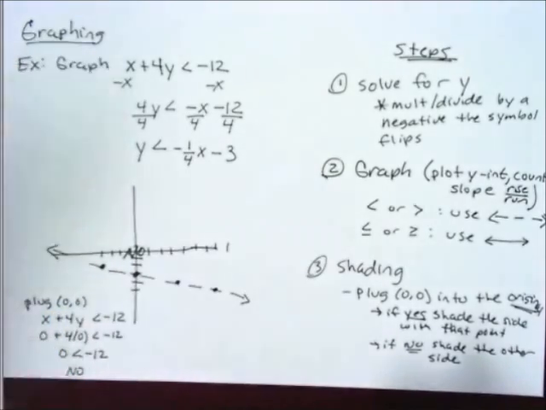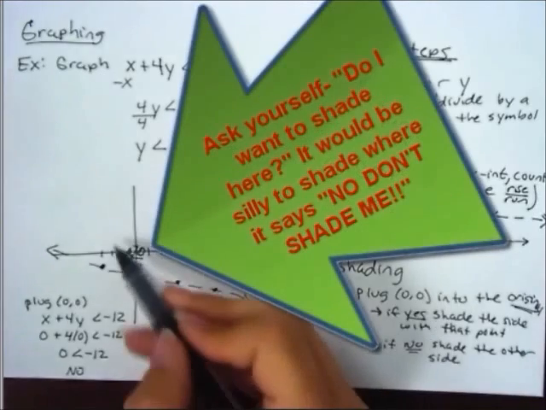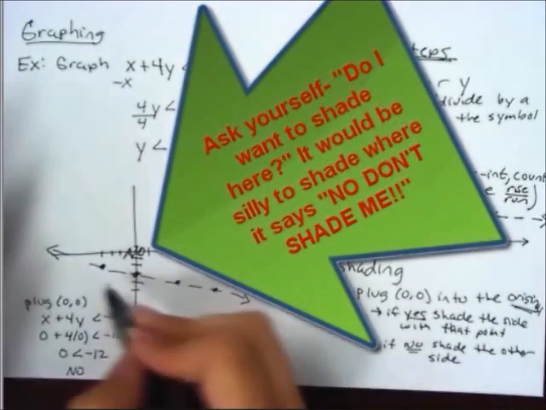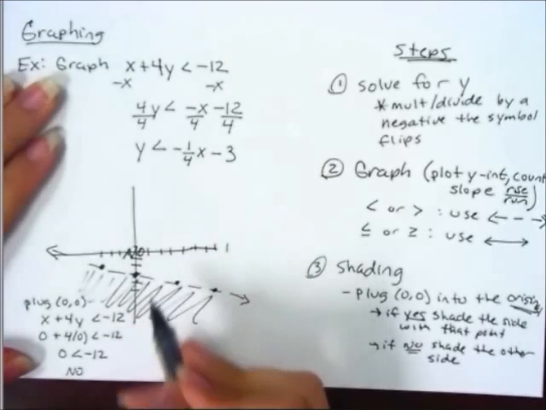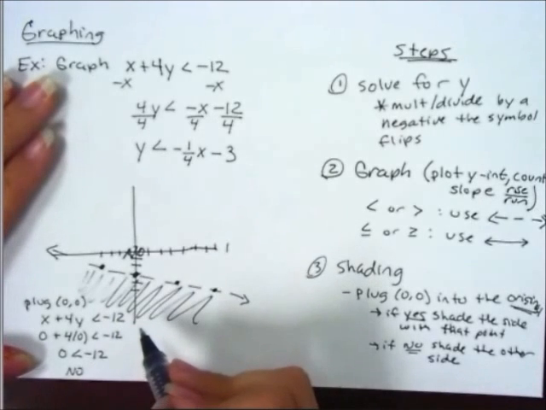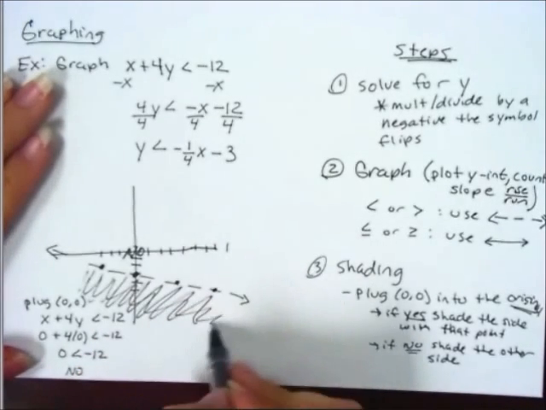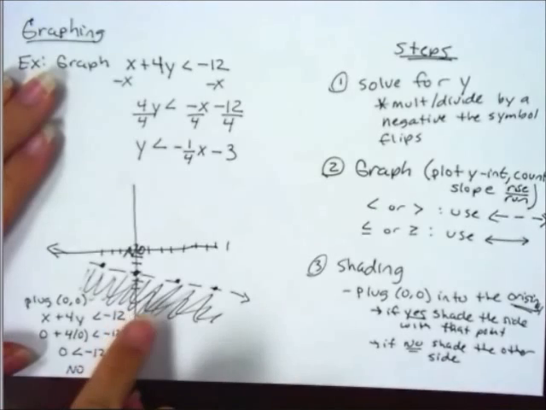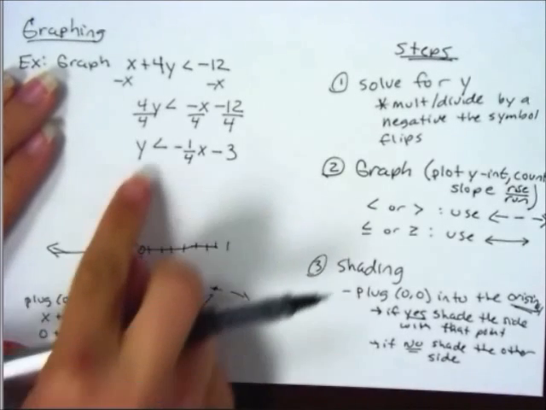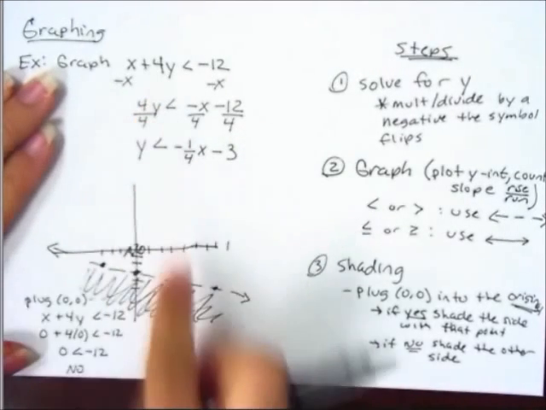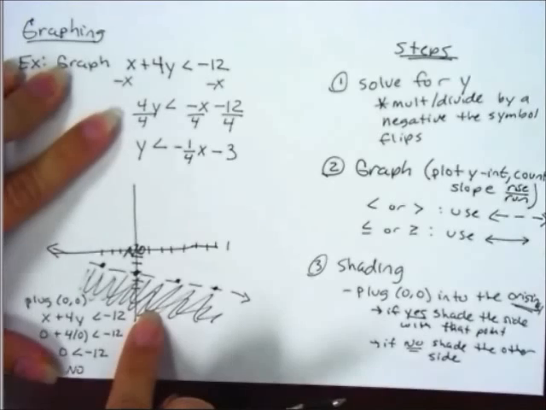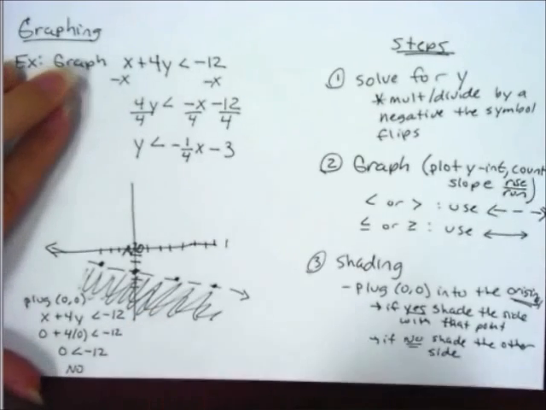This is kind of your built-in dummy system. Do you want to shade the side where it says no? Well, no. You want to shade the other side. So since 0, 0 is not a solution, we're going to shade everything on the other side of my line. Any point down here in the shaded region that I choose, if I plug it back into my original, it will be true. So any point down here that I pick, when I plug it into the original, will make a true statement. And that's how you go.